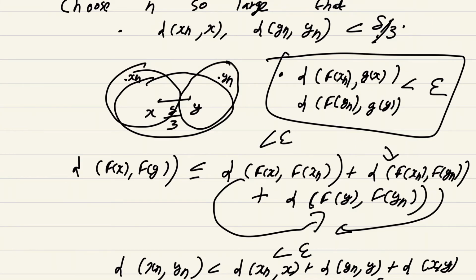So that's it. This completes the proof. d(g(x), g(y)) is less than 3 epsilon. Okay. Therefore, we have that. Okay, I made a slight error here. Sorry about this.